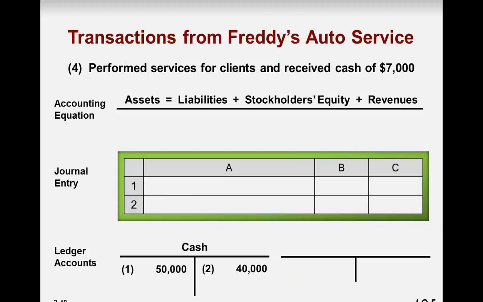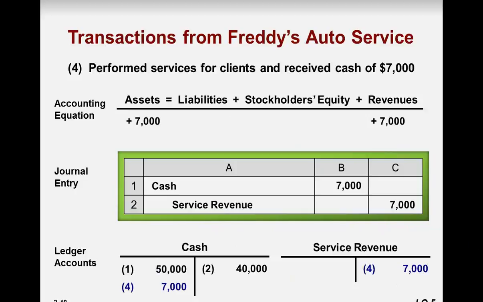So we perform services for our clients and receive cash. What two accounts will be affected? We have service revenue and cash. We received cash, so that means we have an increase in cash. Cash increases because it's an asset. Cash increases on the debit side. Revenues, our stockholders' equity accounts, increase on the credit side. Post that.